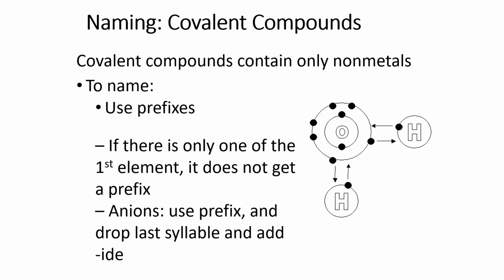Now, when we name a covalent compound, there are going to be a couple of rules. We are going to use prefixes. If there's only one of the element or atom in the first element, we don't use a prefix. For anions, they always get a prefix, and just like in our ionic, we will drop that last syllable and add IDE. So there's going to be some similarities and some differences.